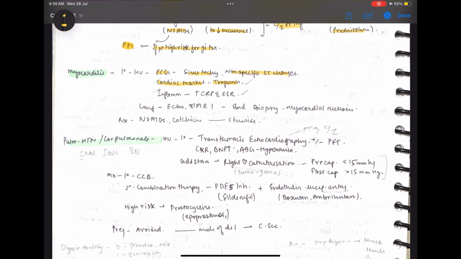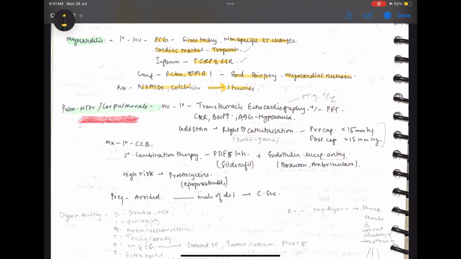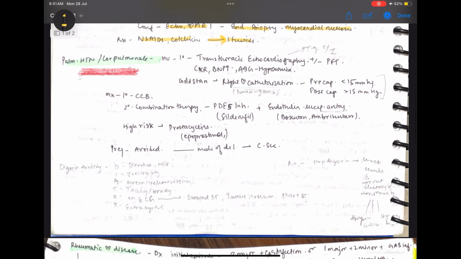Now for the investigation, ECG we have to do. In that we'll see sinus tachycardia and non-specific ST changes. Cardiac markers are very much important, that it would be elevated in this, like troponin, and inflammatory markers would also be elevated like CRP and ESR. For the confirmation we have to do echocardiography and cardiac MRI, and with the biopsy we'll be able to see myocardial necrosis. For the treatment, NSAIDs and colchicine we have to use, and steroids are also effective.